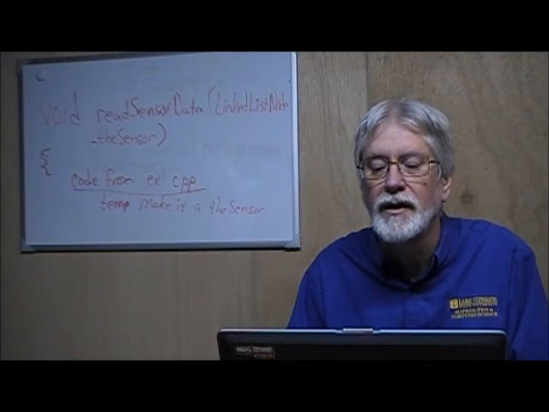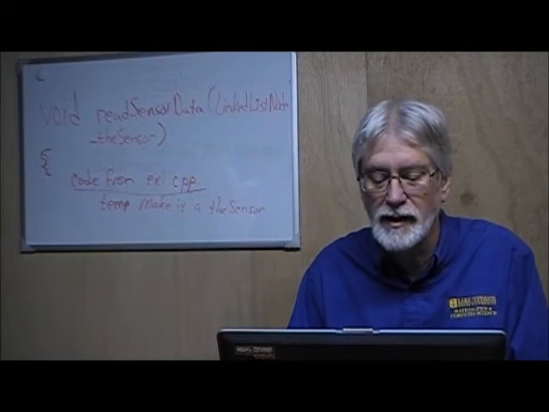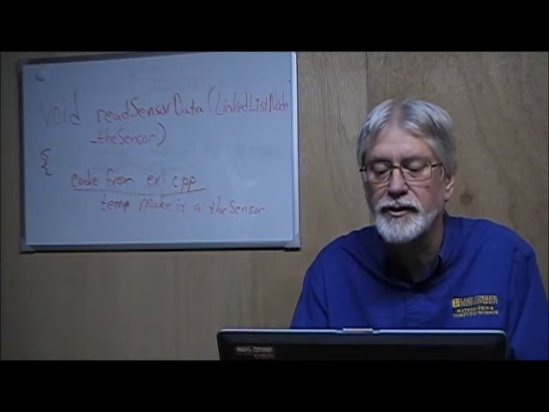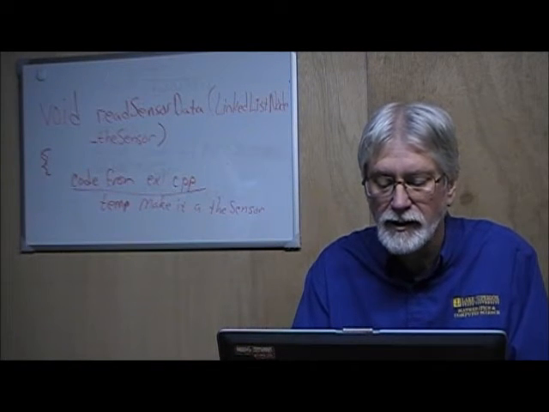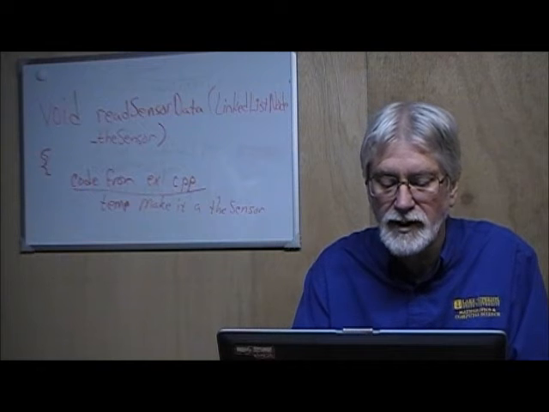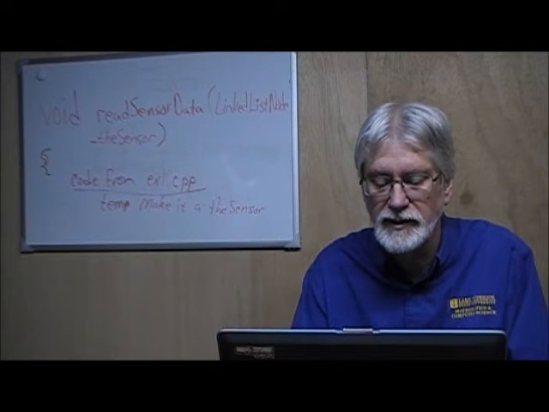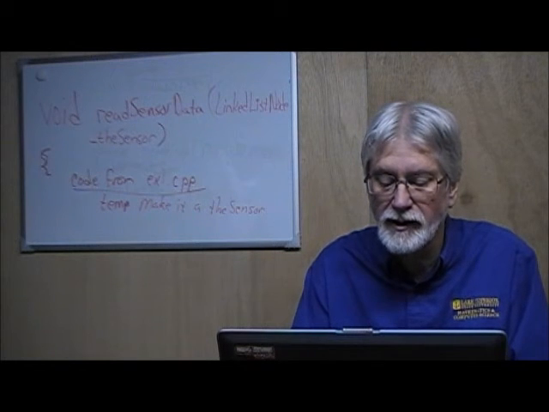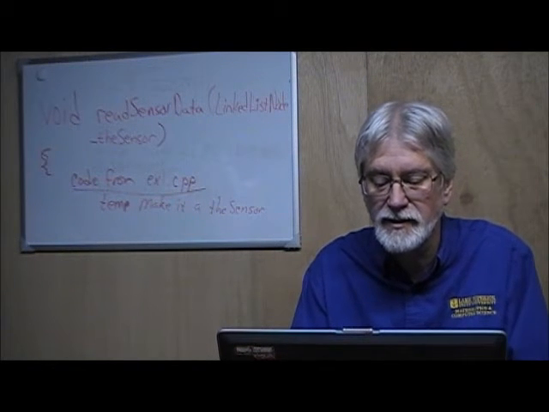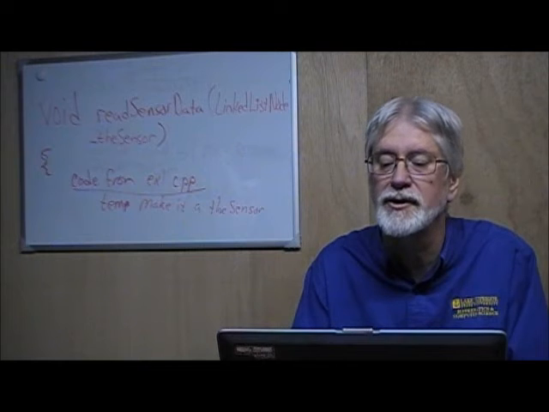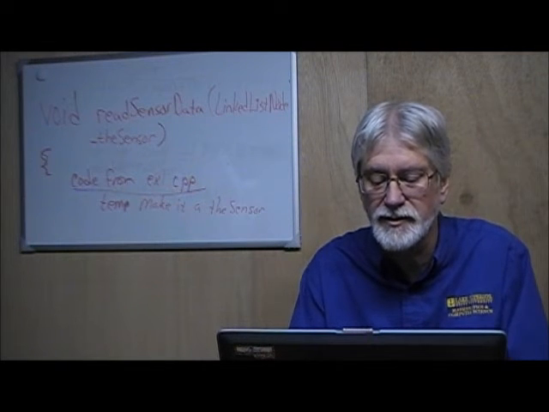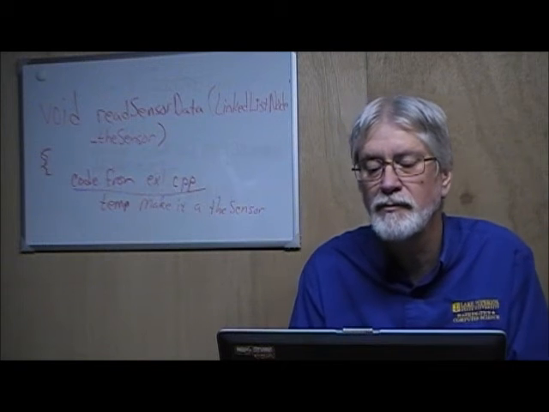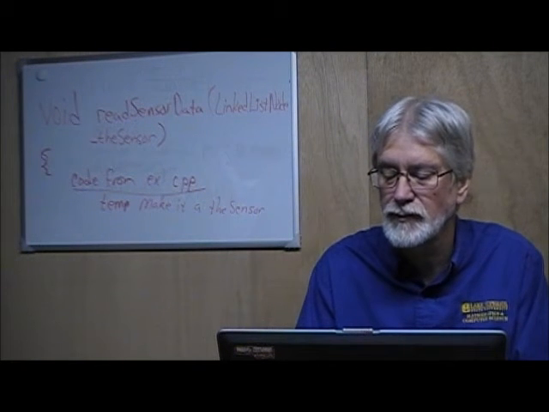Okay. I'm going to scroll up above main again, because that's where I like to define my functions. Again, it's going to be a void function called dump sensor data. Again, I'm just going to use a linked list node as the parameter, and I'm going to call it the sensor, the same way I did in read sensor data. I like that name, why not use it? Okay.